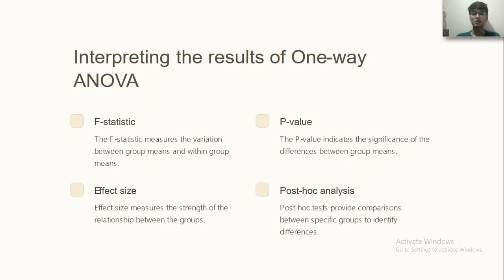Interpreting the results of one-way ANOVA: F statistic, p-value, effect size, and post-hoc analysis. The F statistic measures the variation between group means and within group means. The p-value indicates the significance of the differences between group means. Effect size measures the strength of the relationship between the groups. Post-hoc analysis provides comparisons between specific groups to identify differences.